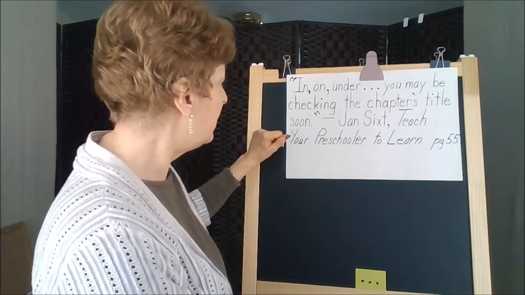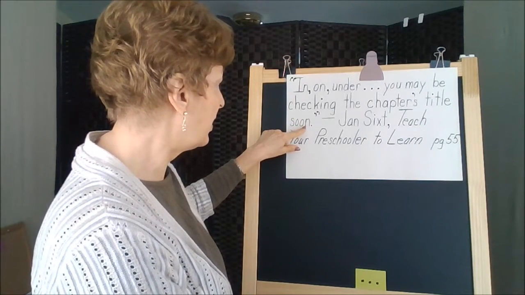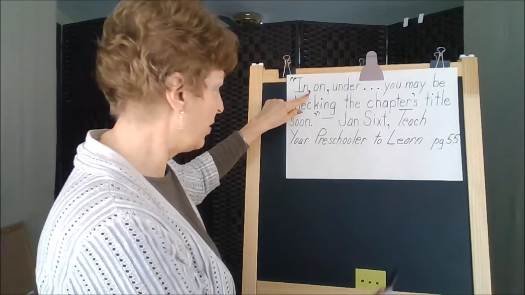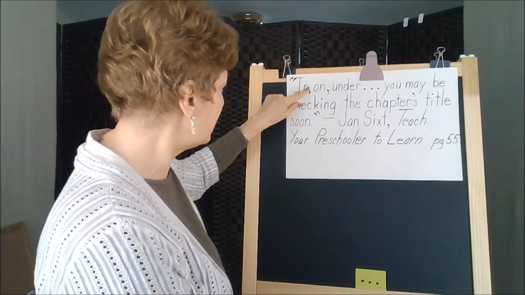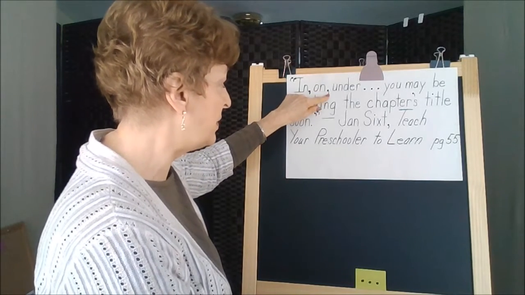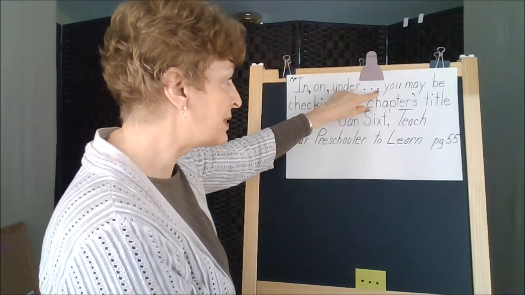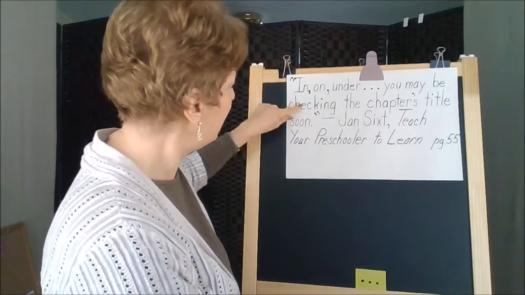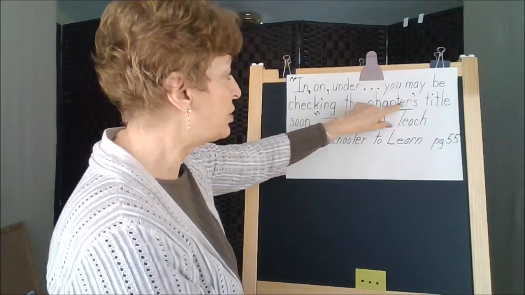All right, so this particular quote had quotation marks. There was a series of prepositions that were listed, so there are commas between. Here's the ellipsis to say that words were left out. The quote's actually longer. Checking the chapter's title.